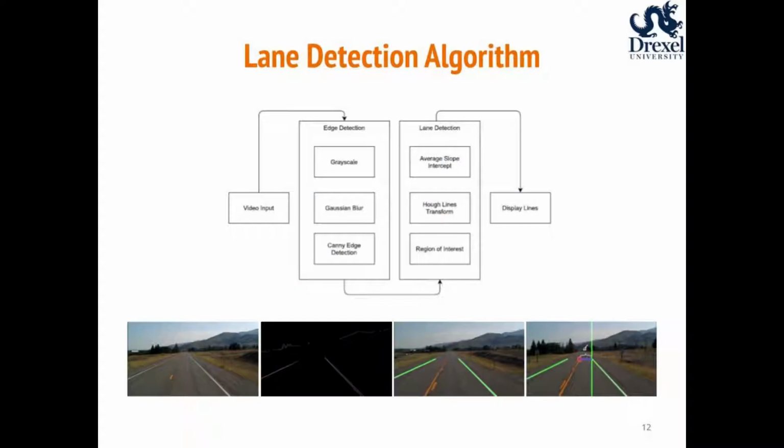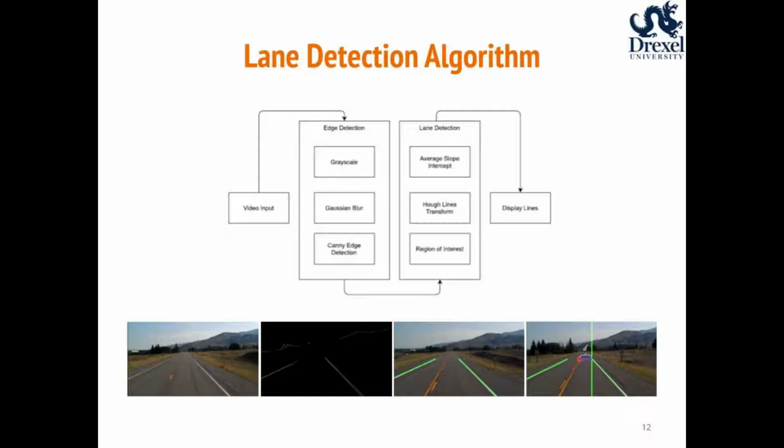The lane detection algorithm was one of the first things we hoped to accomplish with the project. Given a video input, as represented from the bottom left image, the first thing to do would be to apply edge detection. The steps of edge detection are grayscaling the image, applying Gaussian blur, and performing the Canny edge detection function, which is in the OpenCV library. This would produce the image second from the left, the black and white image that's showing all the edges in the picture. After that, we would then perform lane detection itself.